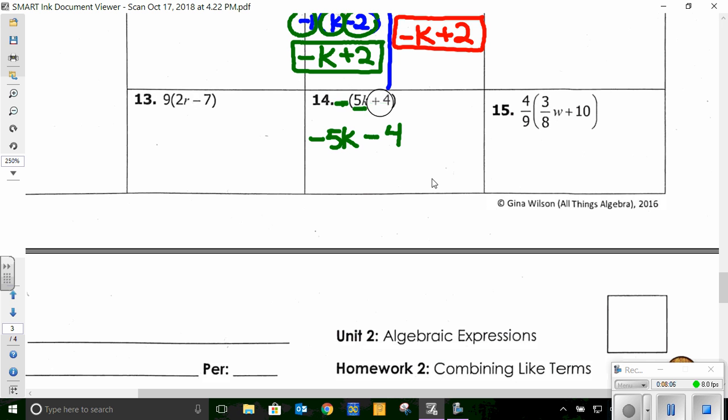Let's actually do our math now to make sure it worked. That's going to be a negative 1 times a positive 5. A negative 1 times a positive 5. That's going to give me a negative 5k. And then a negative 1 times a positive 4. A negative times a positive is a negative, and 1 times 4 is 4. So yes, I got the same answer twice, so I'm good. And again, that's also a nice way to check your work, to give it a second way to check it.